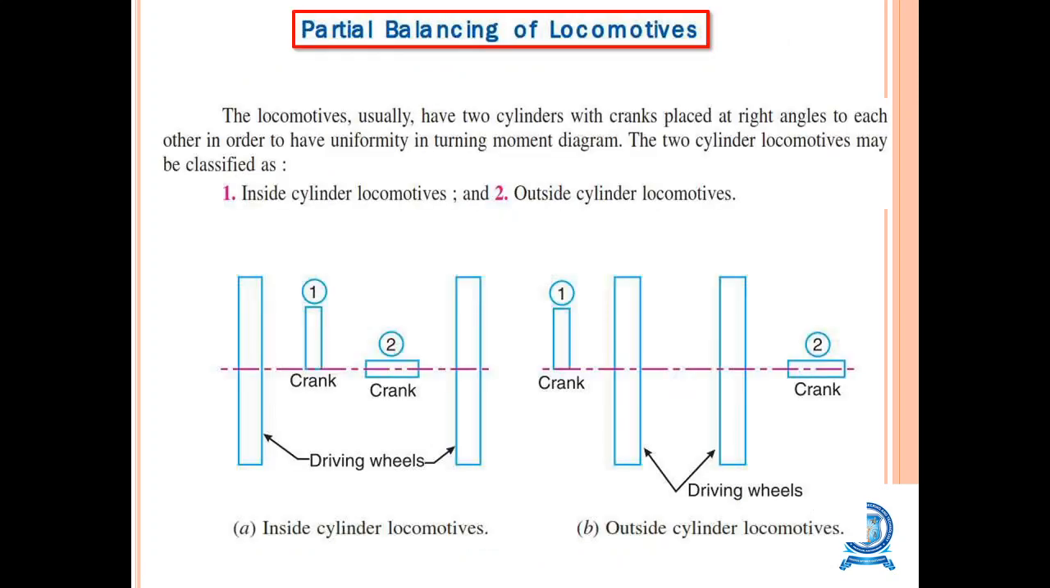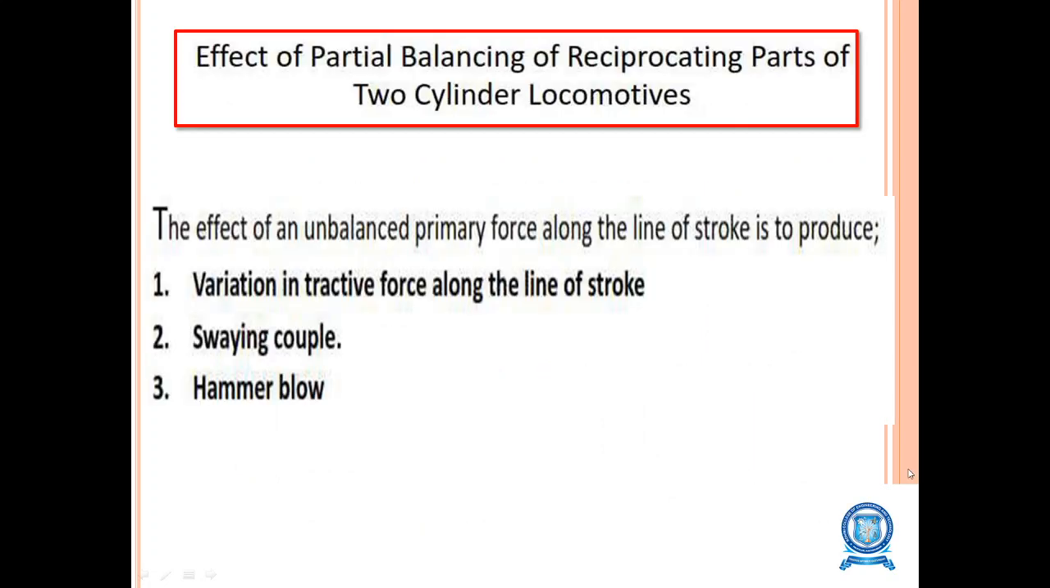Next, we are going to see about the partial balancing of locomotives. Consider a locomotive having two driving wheels and the engine is placed at the center. We call it inside cylinder locomotives. When the cylinders are placed beyond the driving wheels, outside the center, they are called outside cylinder locomotives. This is the diagrammatic representation for inside cylinder and outside cylinder locomotives.